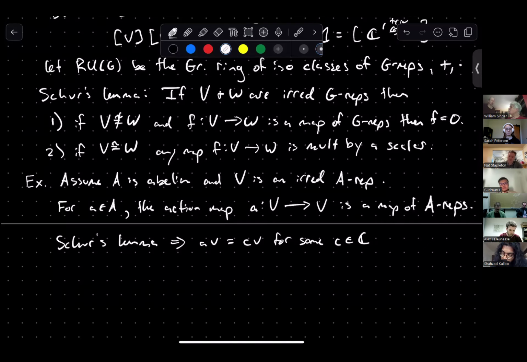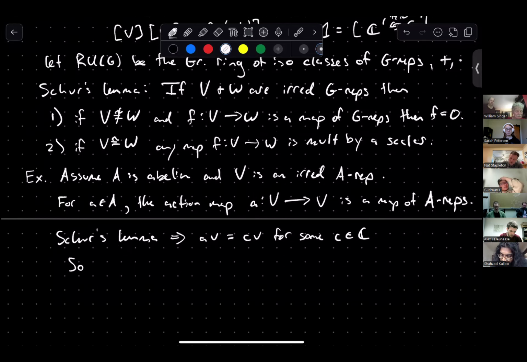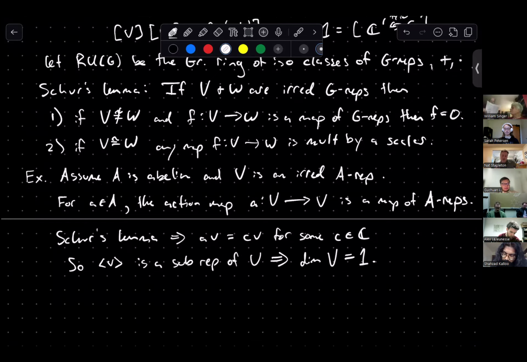But that means that the subspace generated by little v is a subrepresentation of V, which implies, since V was irreducible, that it's everything. So the dimension of V must be 1. So that's one nice application of Schur's lemma: irreducible representations of abelian groups are always one-dimensional.